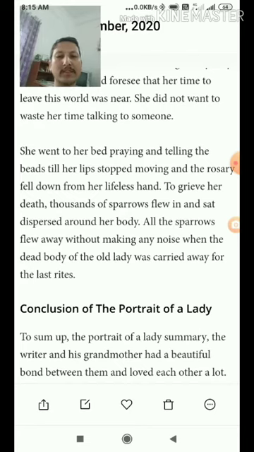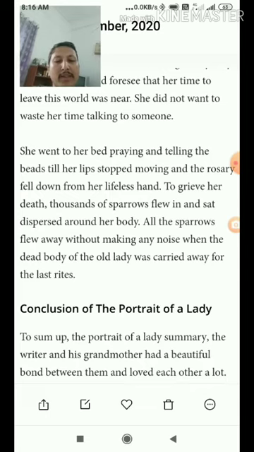To grieve her death, thousands of sparrows flew in and sat dispersed all around her body. All the sparrows flew away without making any noise when the dead body of the lady was carried away for the last ceremonial rites.